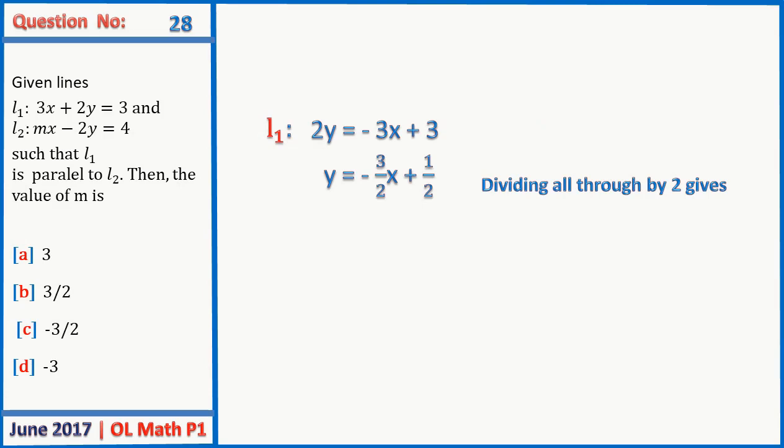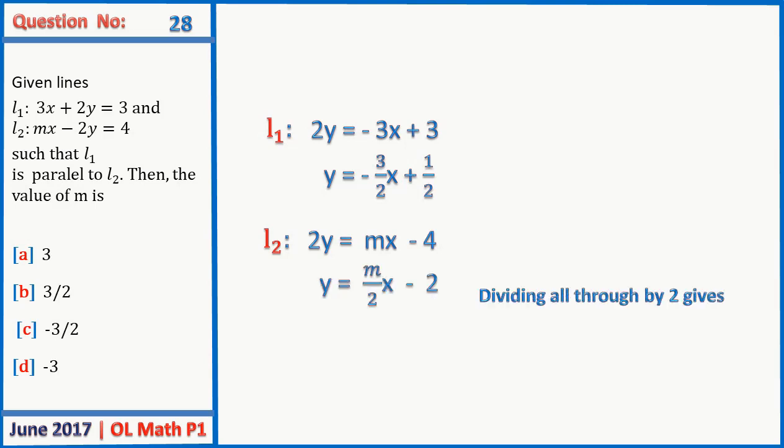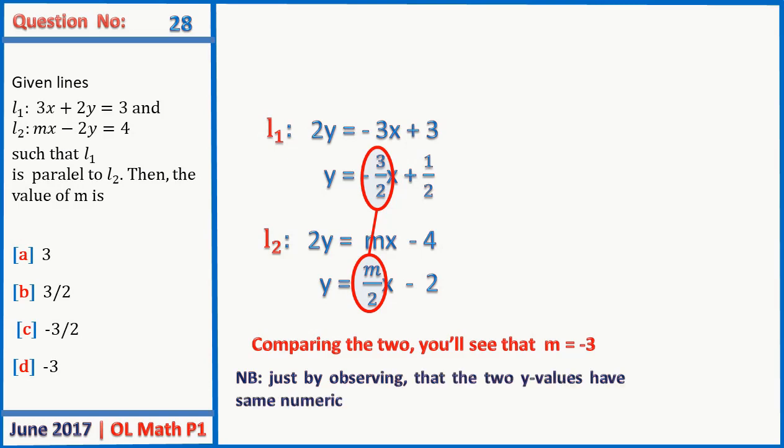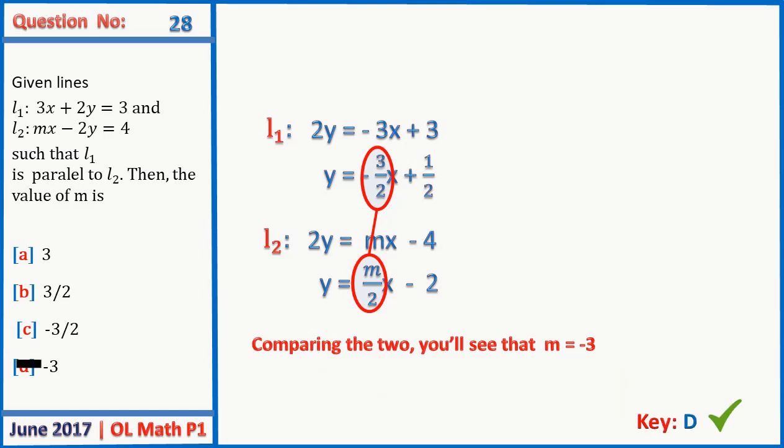This is the normal procedure that should be followed. Then with the second line, arranging it in gradient intercept form, we will have 2y equal to mx minus 4, and y should be equal to m on 2 x minus 2. So comparing the two, m is equal to 3. You could do just the first steps and compare, since the values of y on the left hand side are 2y's. So the key here is D.